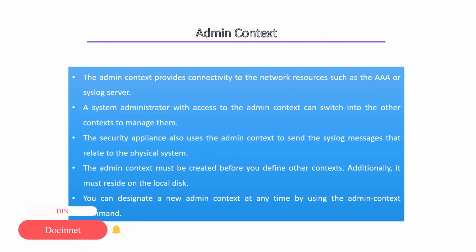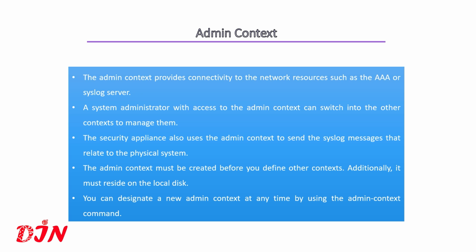Admin context. The admin context provides connectivity to the network resources such as the AAA or syslog server. It is recommended that you assign the management interfaces of the security appliance to the admin context. You must assign IP addresses to the allocated interfaces as you would any other context. The security appliance uses the configured IP addresses to retrieve configurations for other contexts if those configurations are stored on a network share, or to provide remote management of the device through SSH or Telnet.